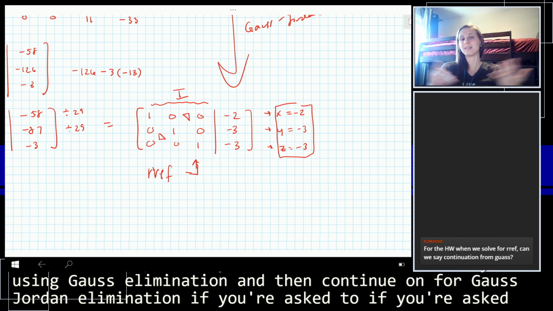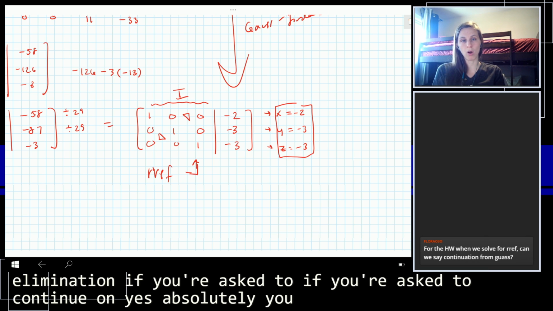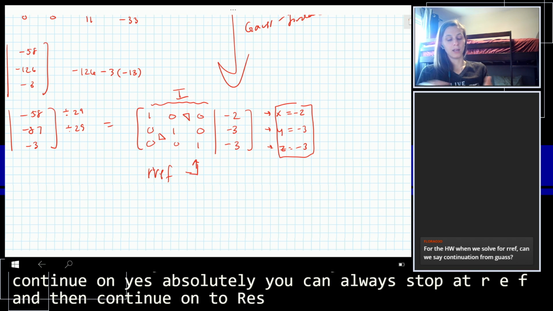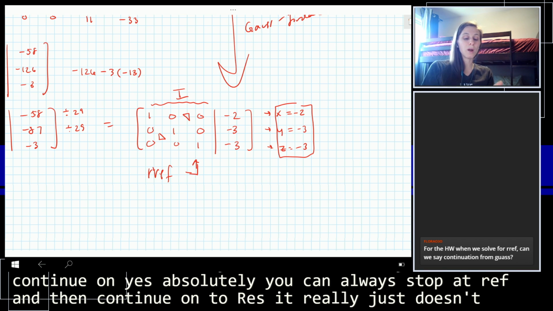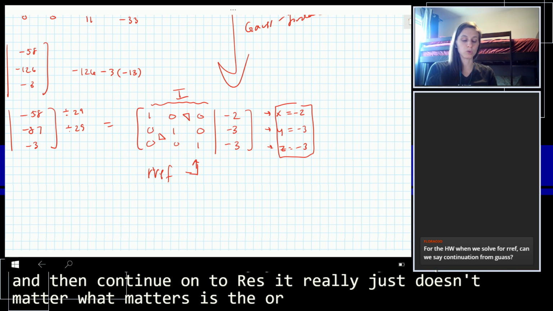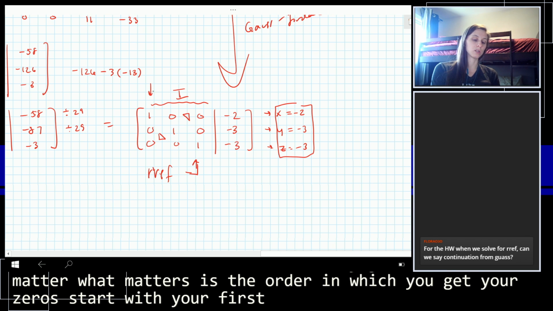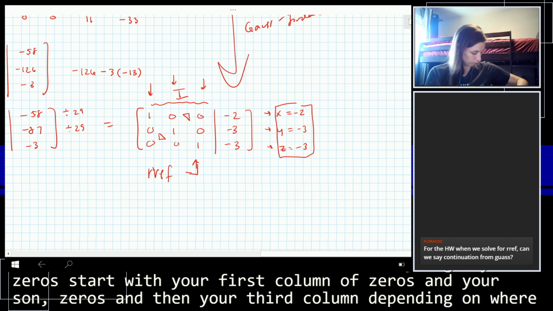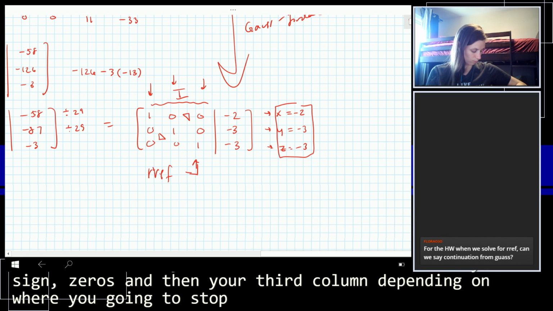If you're asked to continue on, yes, absolutely. You can always stop at REF and then continue on to RREF. It really just doesn't matter. What matters is the order in which you get your zeros. Start with your first column of zeros, then your second column of zeros, and then your third column, depending on where you're going to stop. But notice, you can stop at REF.